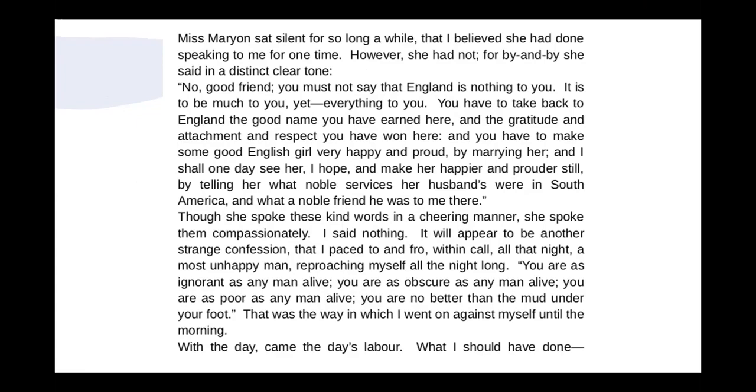It's as though they were talking to the lower class people in England to join the army. No good friend. You must not say that England is nothing to you. It is to be much to you, yet everything to you. What you have to take back to England. Now, to take back to England, here, it's of course South America. But if you come back from India at the time, this is what you have to take back to you. The good name you have earned here, and the gratitude and attachment and respect you have won here. So this is actually the message of Charles Dickens and Wilkie Collins, ladies and gentlemen.